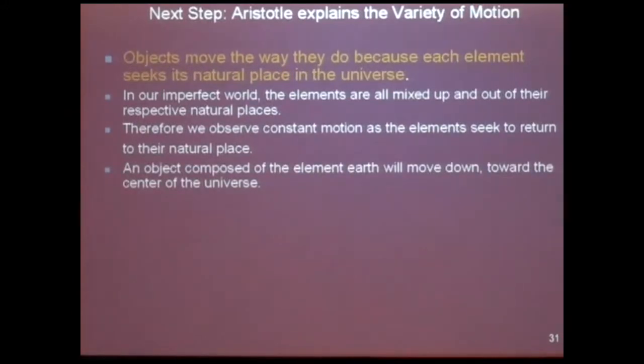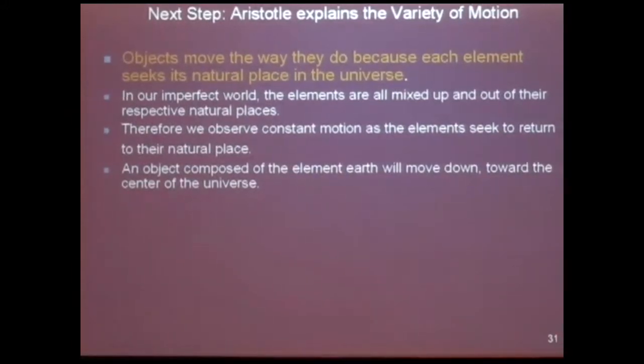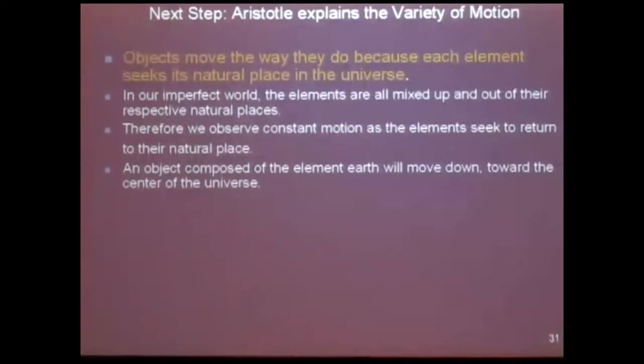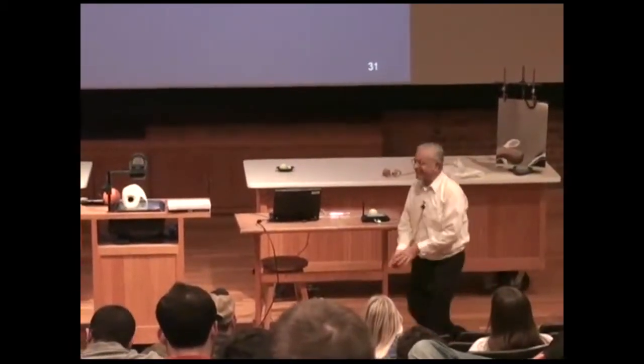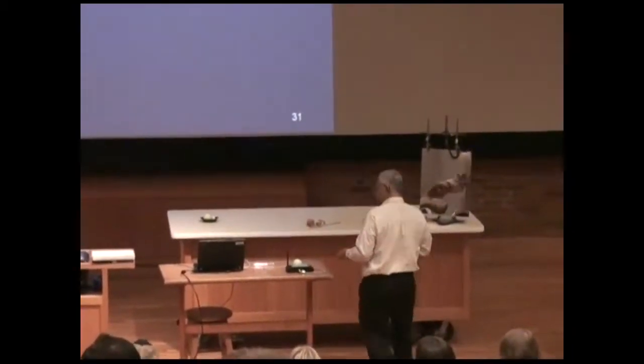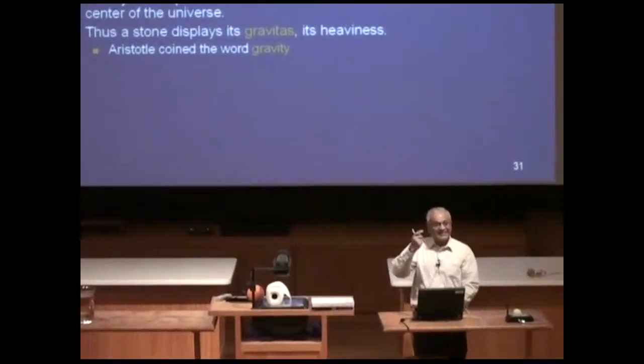So for example, if you have an object made of the element Earth, like this stone, then if I let it go, it wants to go to its natural place, which is the center of the Earth, right? In fact, if I throw it in the opposite direction, it will slow down and turn around and go back to the center of the Earth, right? So that's a nice explanation of why the object slows down and turns around, because it always wants to go to the center of the Earth.